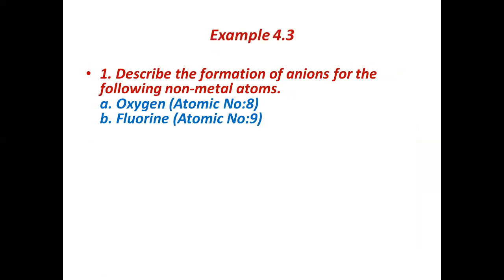Example 4.3: describe the formation of anions for the following non-metal. Now we are going to discuss anions. The previous example and self-assessment exercise were for cation formation, and now we are going to start the formation of anions. An atom forms an anion after gaining electrons. So, oxygen, atomic number 8.